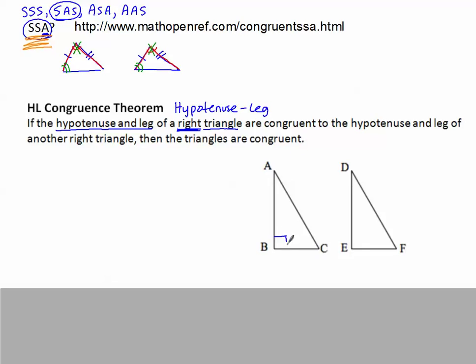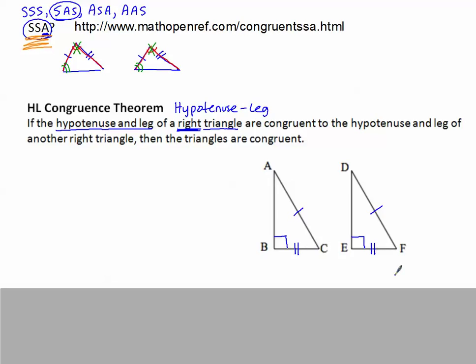So I have to have a right triangle, so I'm going to put a right angle in this picture. The hypotenuse and leg have to be congruent to the other hypotenuse and leg. So I'm going to make the hypotenuse congruent to the hypotenuse, and one of the legs congruent to one of the legs in the other triangle.